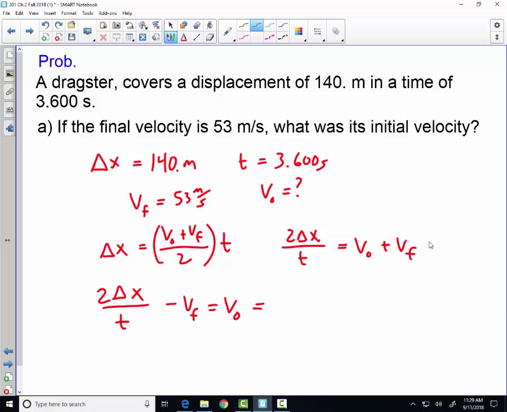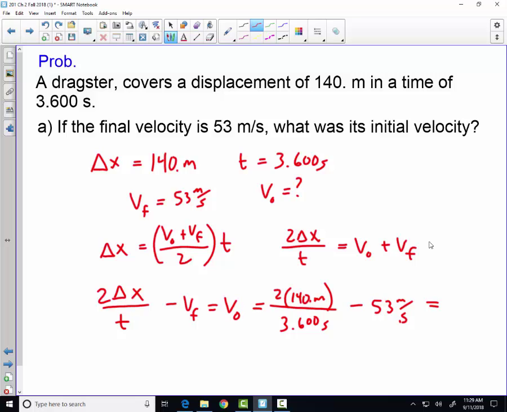Okay, so let's plug in. We've got everything we need. So 2 times delta x, so that's 140, divided by my time, 3.600 seconds. And then I'm going to subtract from that 53 meters per second. Okay, so I'll grab my calculator. So 2 times 140 divided by 3.6 gives me 77.777, keeps on going, minus 53.